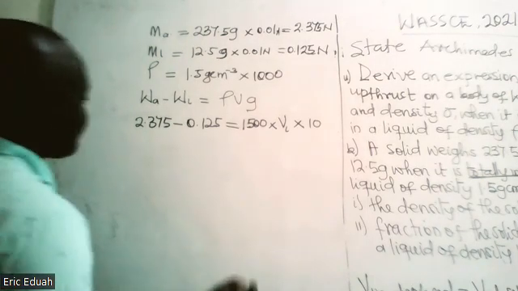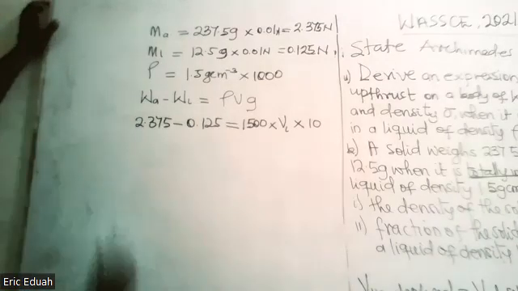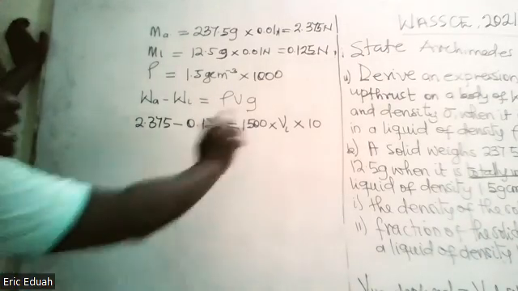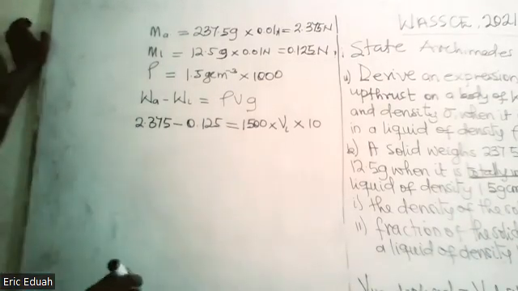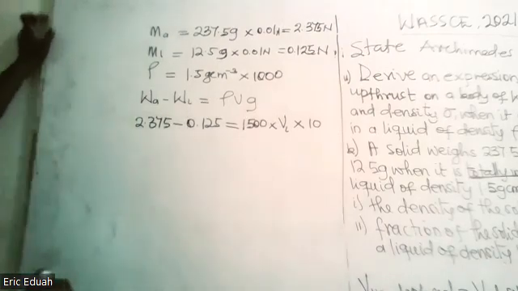Okay. All right. Please do the subtraction for me. 2.375, and quickly do that. When you subtract this from this, it is equal to 2.25.